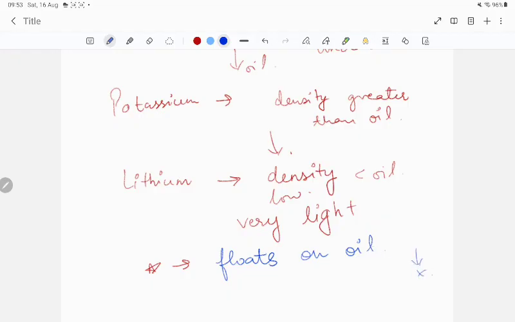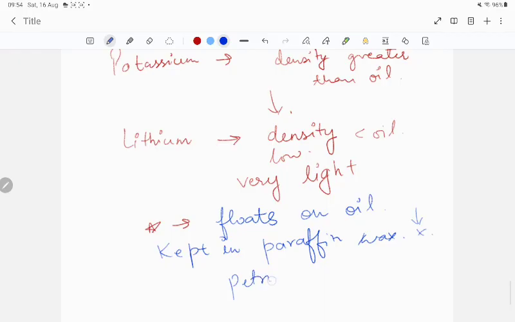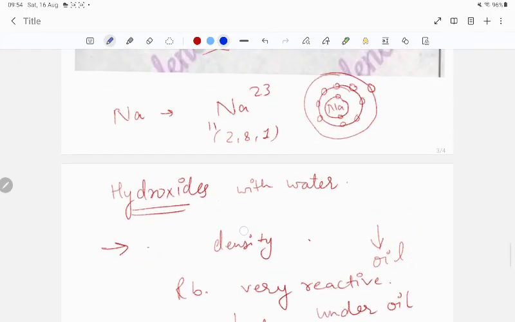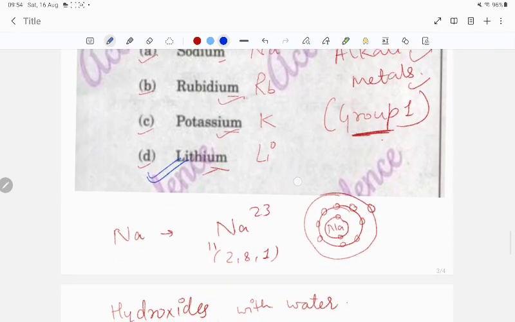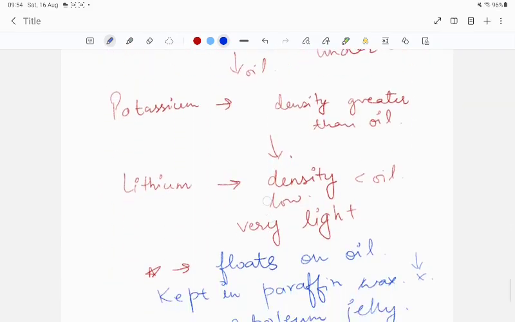So it does not immerse in oil. That is why it is kept in paraffin wax, and it is also contained in petroleum jelly. Alright, I hope you have now got the correct answer, that is lithium. So lithium is the one which is not stored under oil. Others you can store in kerosene oil or other types of oil.